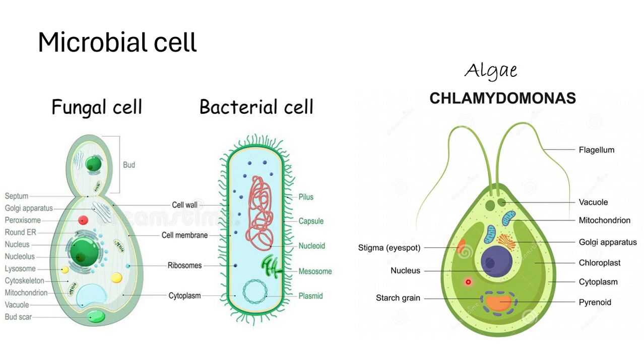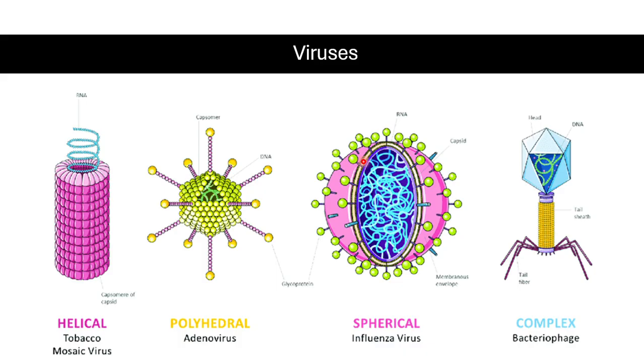Algae is a eukaryote, hence it contains a properly confined nucleus right here. However, its stigma, that is also called the eye spot, is used for regulating the concentration or the intensity of the light, because as we know it is a photosynthetic organism, so it needs light's concentration or light's intensity for the purpose of photosynthesis. Okay, so let's go ahead.